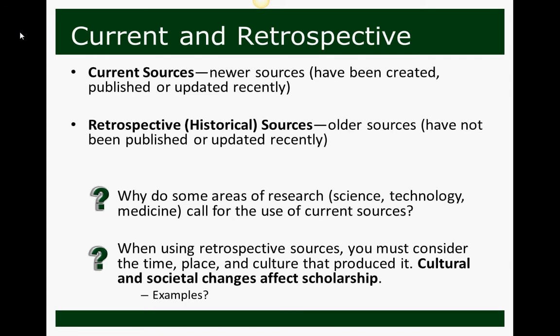When using retrospective sources, you also have to consider the time, the place, and the culture that produced it, because cultural and societal changes affect scholarship. A lot of the things that were written during the Civil Rights Movement are definitely going to be looked at differently than if they were written about today, because the culture, the time and place in which all of that was taking place, was different than it is now, so you have to keep that in mind as well.